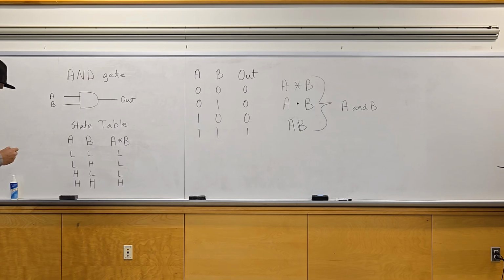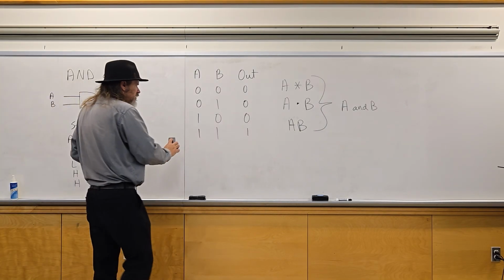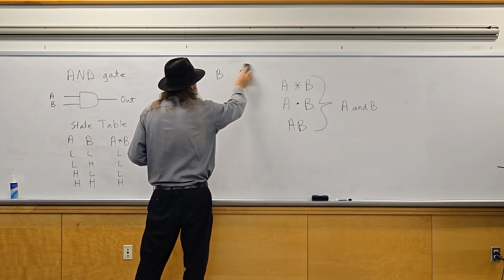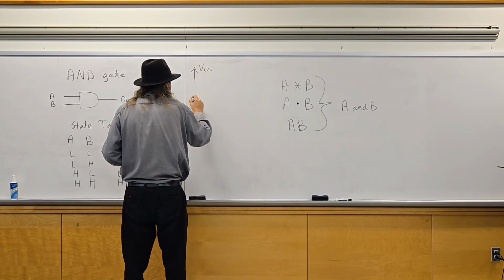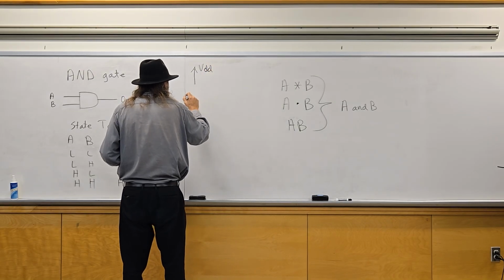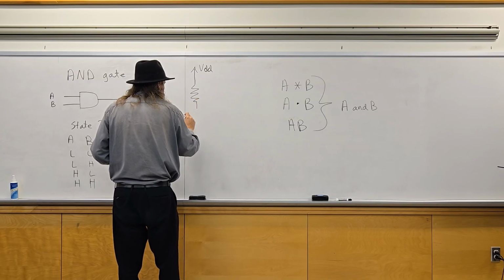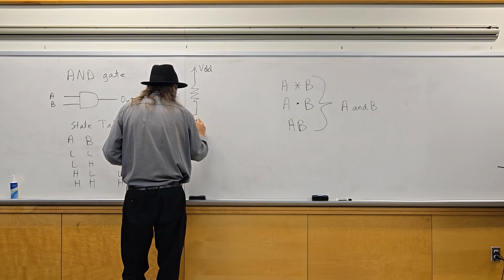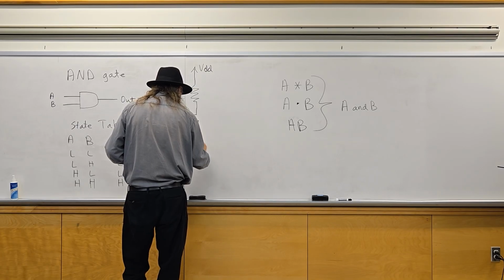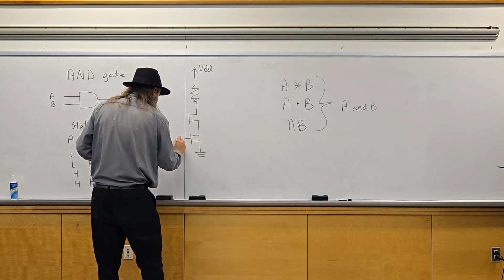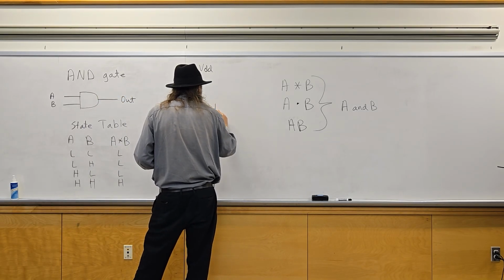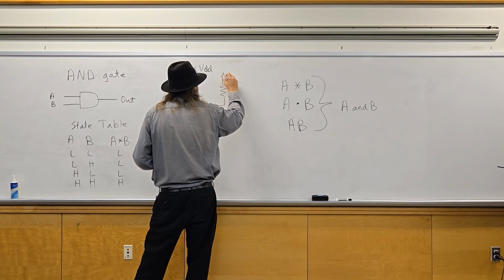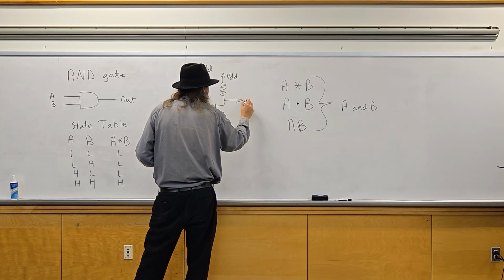When you look at the actual schematic of it, what's going on internally is you have your power, or VDD, a resistor, two transistors going to ground, and these are your A and B. And the output goes to another transistor, and that is your out.